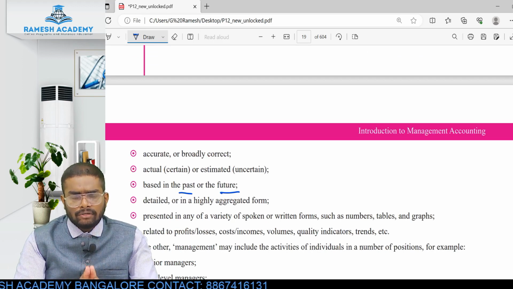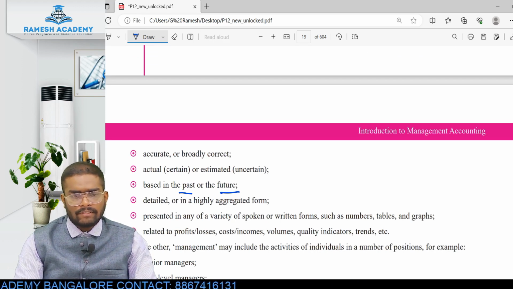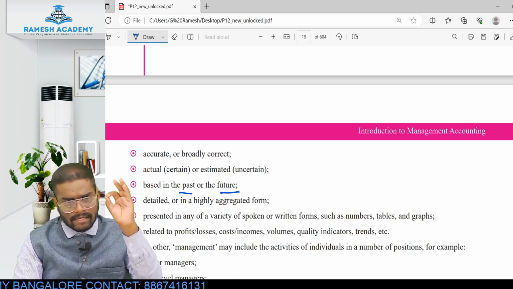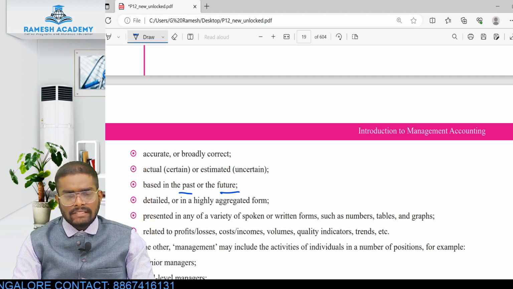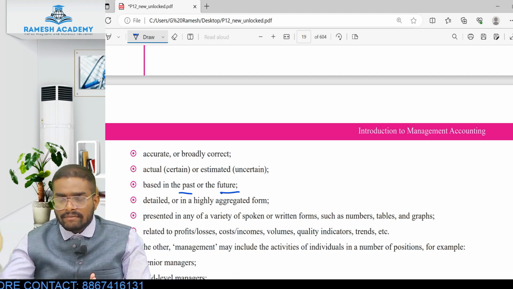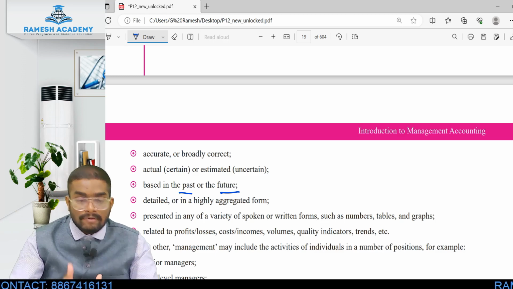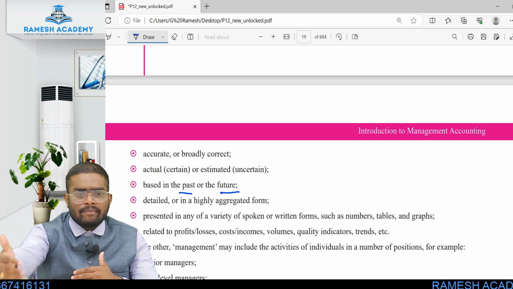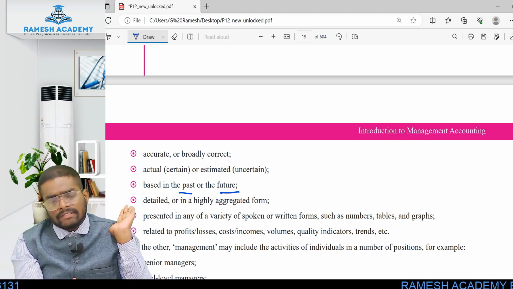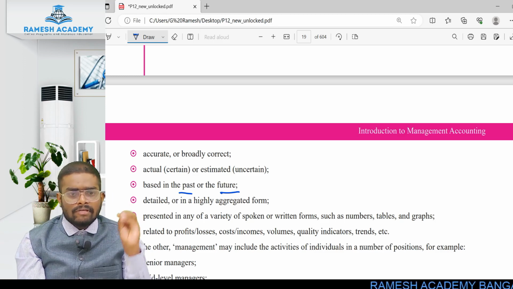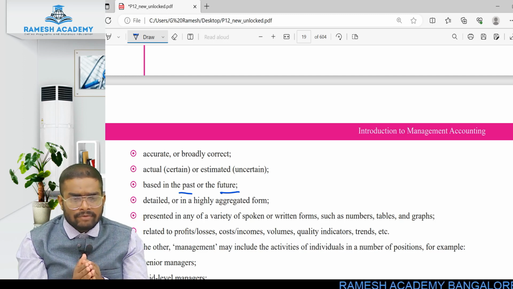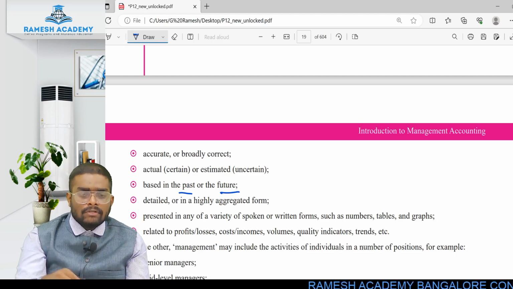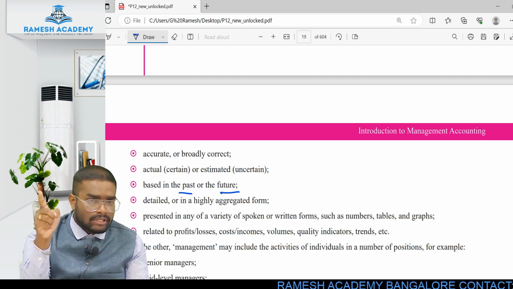Management accounting takes into consideration the past information. It will accumulate and make a detailed analysis of the past information for the purpose of decision making. Decision making will be for the future prospects. For the future, whatever decision we have to make will be based on past information. We will be making detailed analysis of past information, and any new techniques will be included for future decision making.